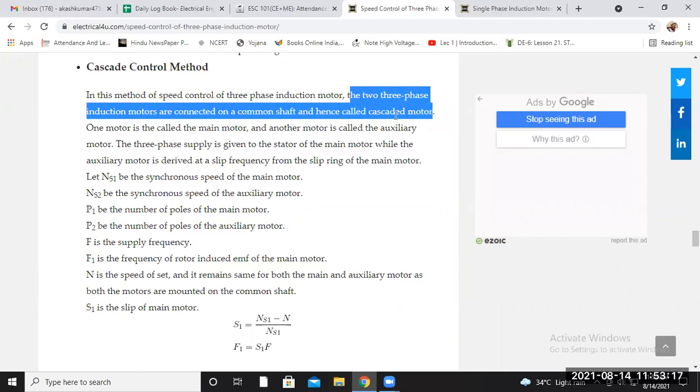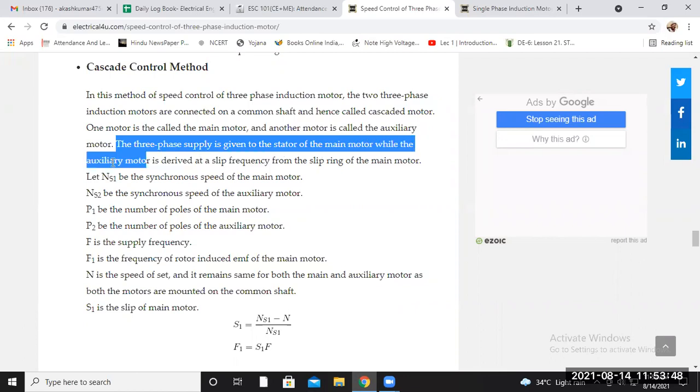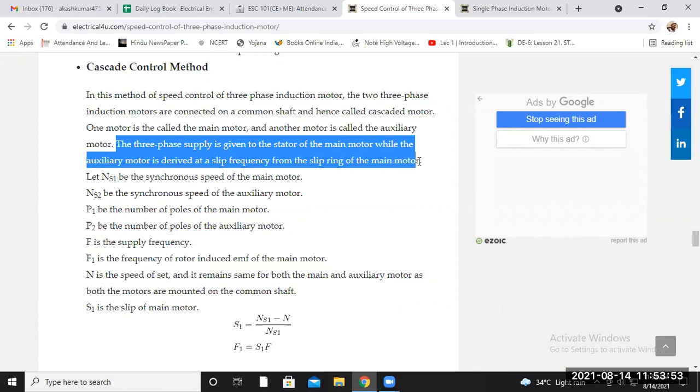That means coupling is there between two induction machines on a common shaft. One motor is called the main motor, and the other is called the auxiliary motor. The main motor is the one taking the supply from the source, and the motor connected to the main motor is called the auxiliary motor. You can see here, the three-phase supply is given to the stator of the main motor, while the auxiliary motor is driven at slip frequency from the slip rings of the induction motor.